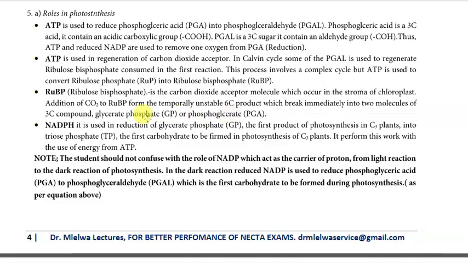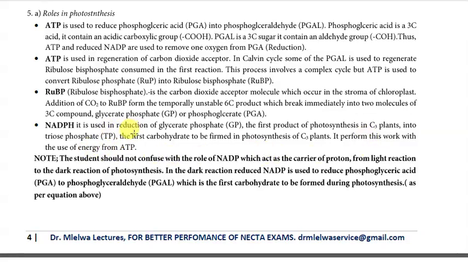in photosynthesis. Then the role of NADPH, NADPH or NADPH2, that's reduced NADP. Reduced NADP is used in reduction of glycerate phosphate. The first product of photosynthesis in C3 plant is triose phosphate, which is the first carbohydrate to be formed in photosynthesis of C3 plant. So it performs this work with the use of energy from ATP.